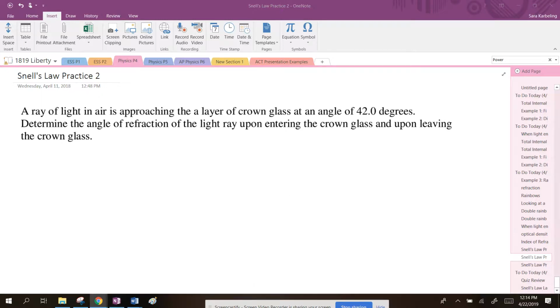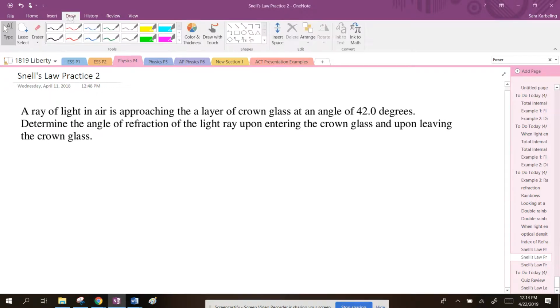All right, so a ray of light in air is approaching a layer of crown glass at an angle of 42 degrees. Determine the angle of refraction. So here is our crown glass. We've got air up here, glass, air.